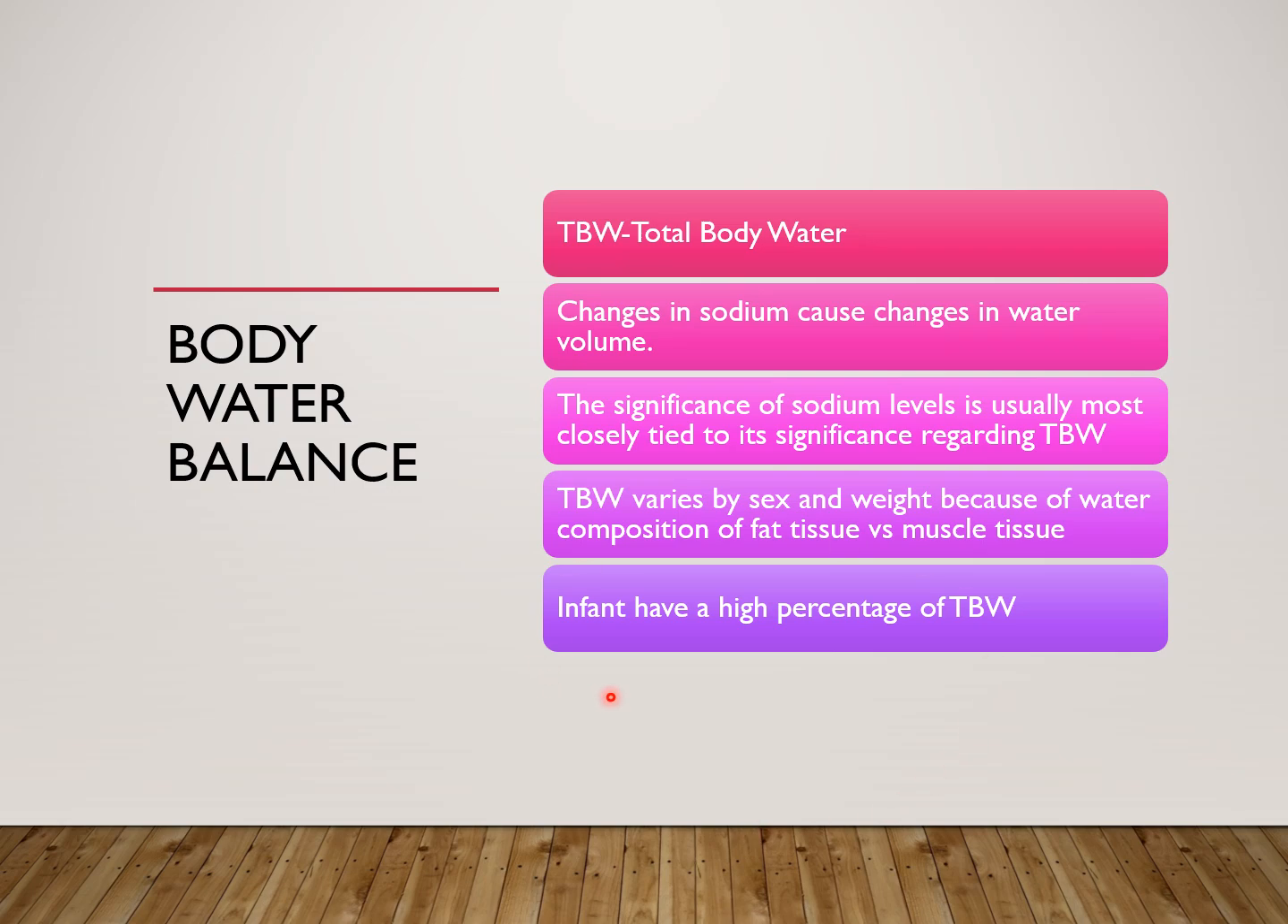Infants also have a high percentage of total body water. Theirs is much higher even than adults. I think it's closer to maybe 75 to 80%. And this is why infants can often become much more quickly dehydrated. We worry about their water balance quite a bit more because of that high level of total body water.